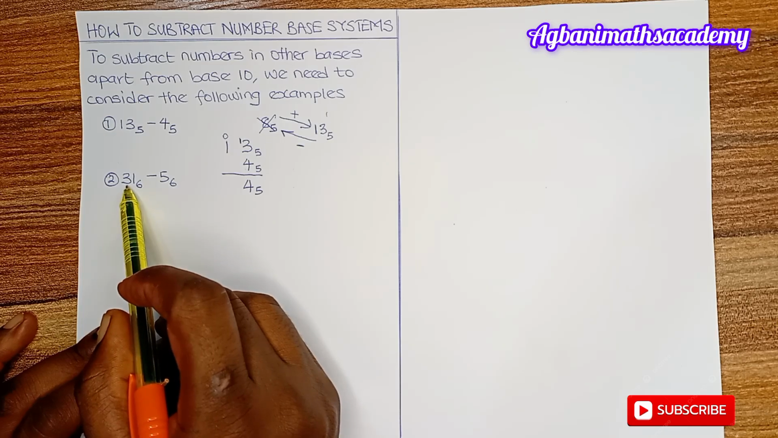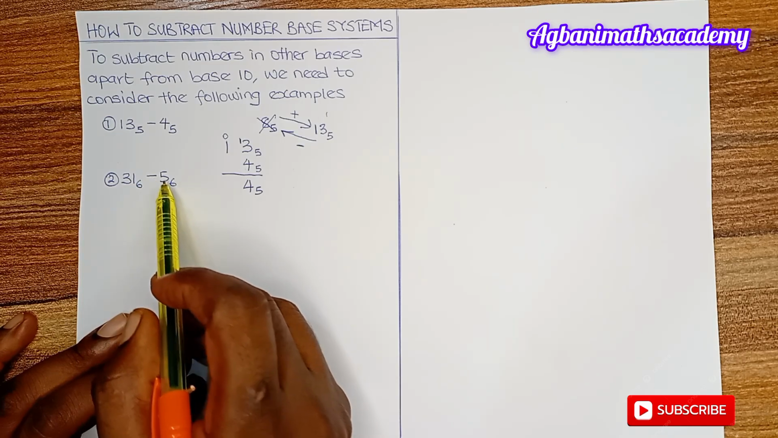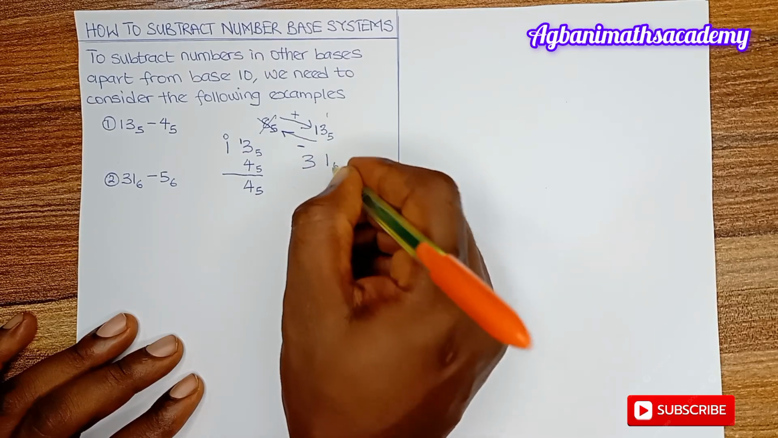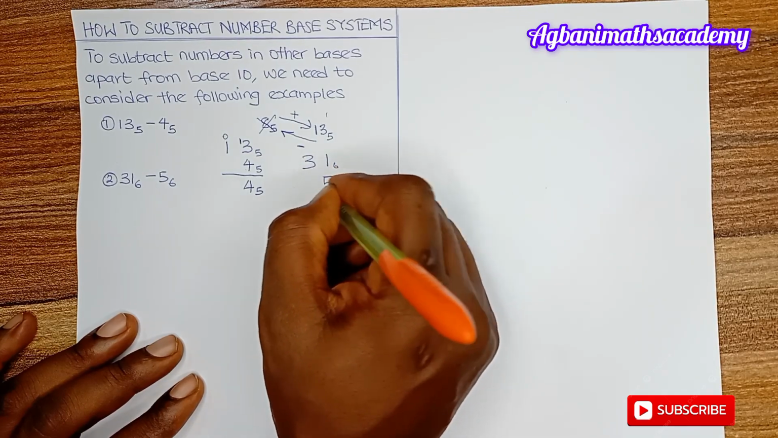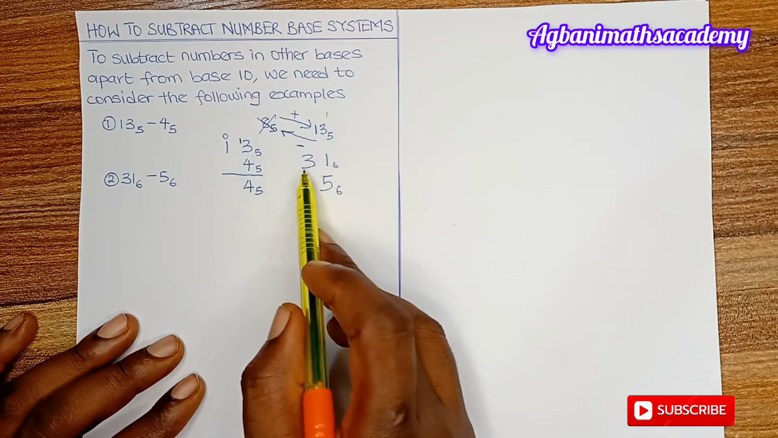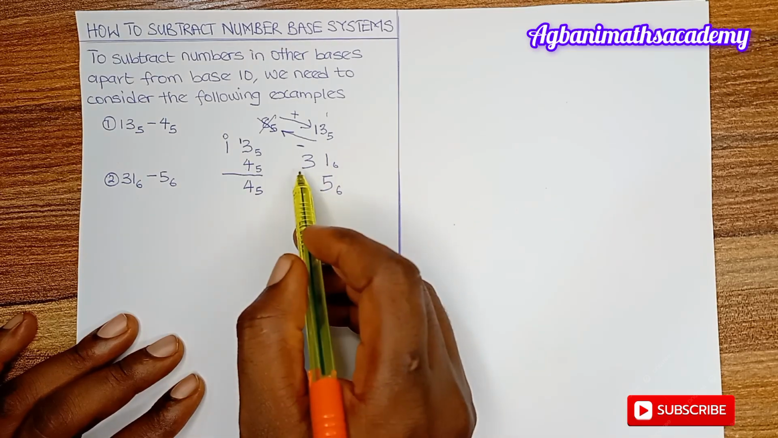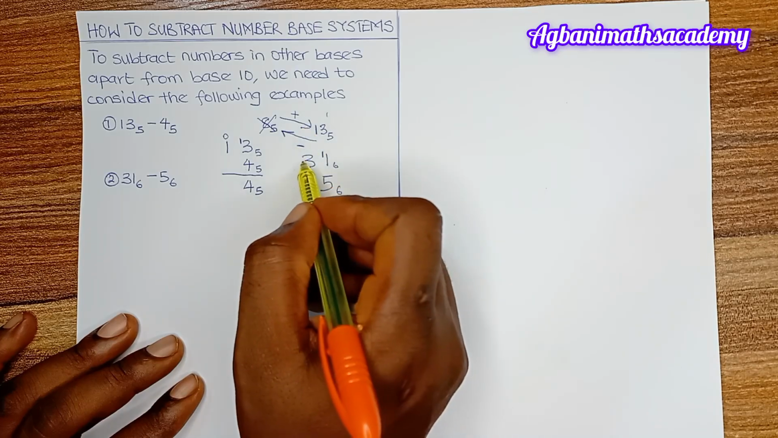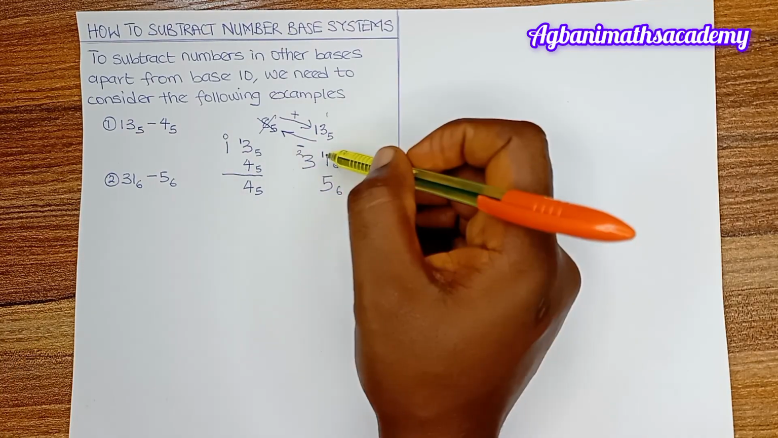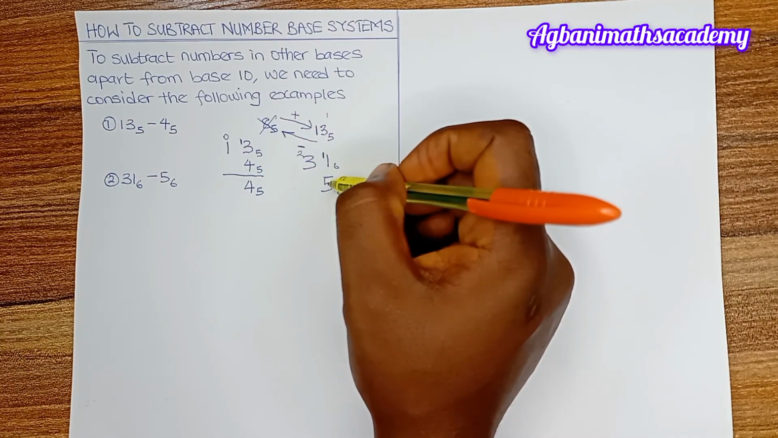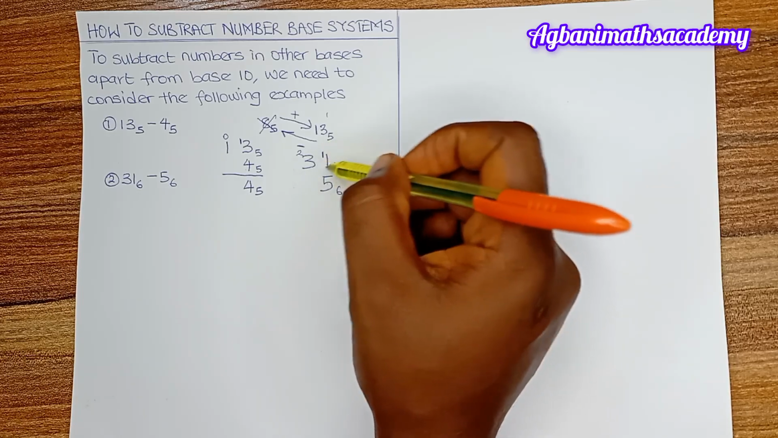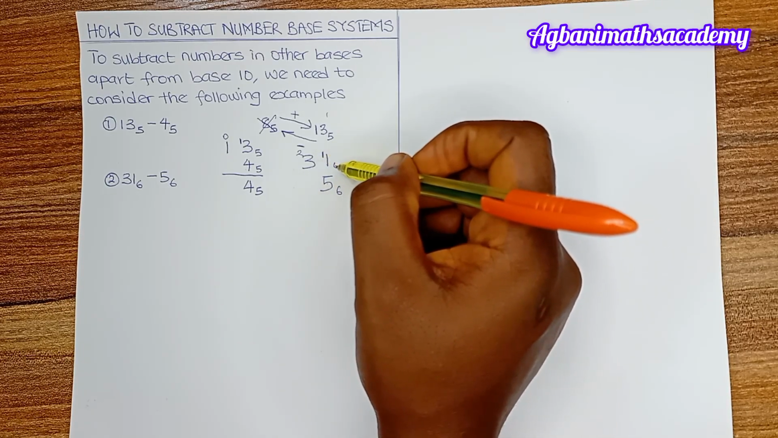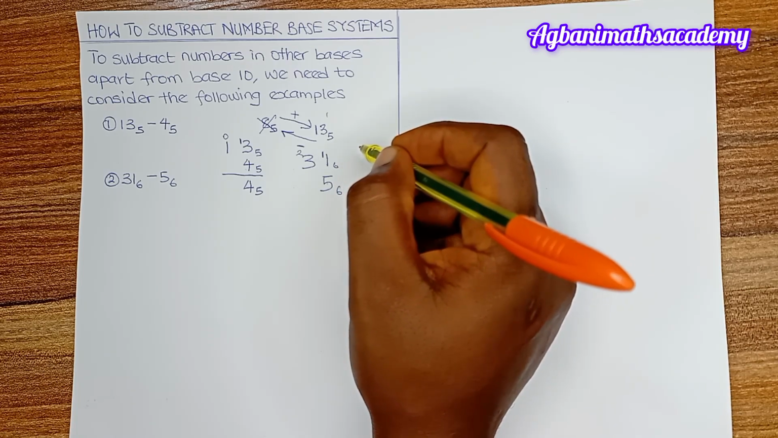Now let's look at this second one: 31 base 6 minus 5 base 6. So 1 minus 5 is not possible. So we'll take out 1 from here. We have 11, and this will become 2. So we cannot do 11 minus 5 because this number has to be converted to the incorrect form of 11 base 6. So 11 base 6 is the correct form.